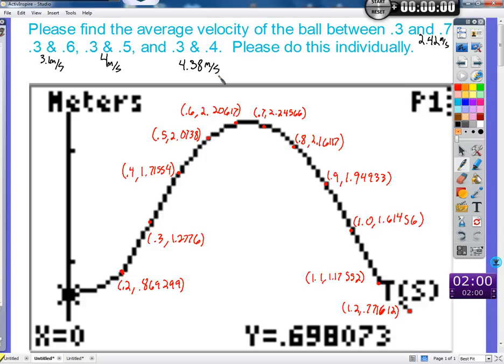So what's happening to these velocities? They're changing. In what way? They're getting gradually bigger. Gradually bigger, okay. That's important.